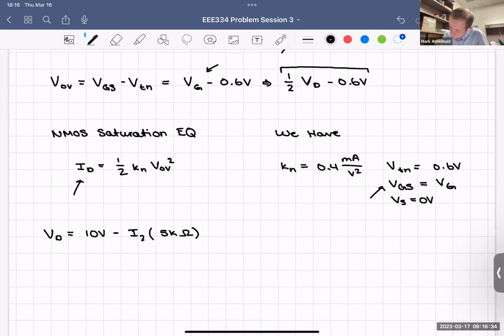So we know that VG is half of that, right? VG is 1/2 of VD. Therefore, VG is 5 volts minus I2 times 2.5 kilo ohms. Now we have a relation between those two, and they're both using the same current.